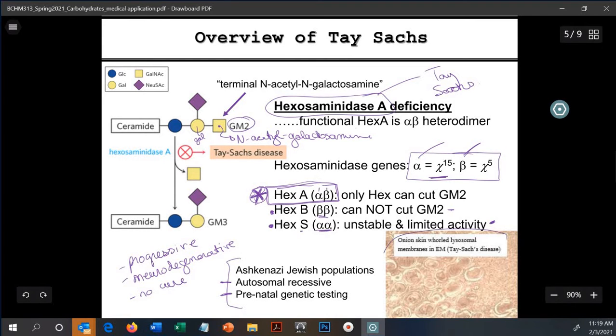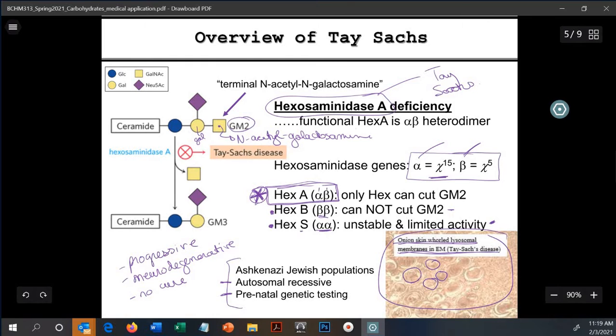If you look at this image here, and there's another picture coming up, this is showing you a transmission electron micrograph of lysosomes. And so this is a lysosome. This is a lysosome. This is a lysosome.